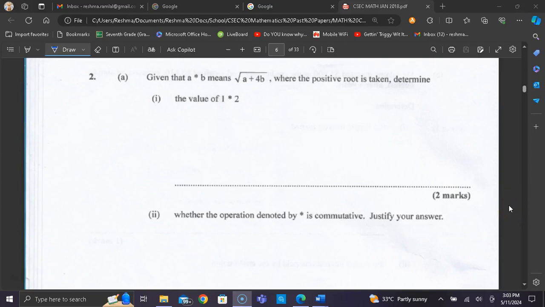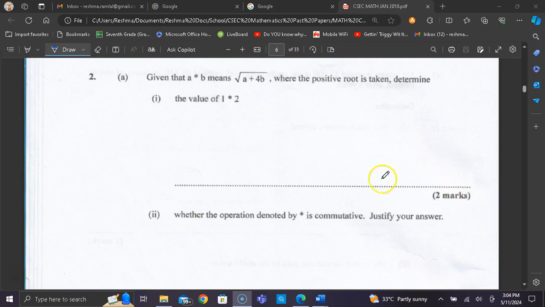Guys, continuing with my series on topics that don't usually come in CSEC Math, this is January 2018 question 2 part A, which has to do with binary operations. We're given that A asterisk B means the square root of A plus 4B, where the positive root is taken. So determine, part 1, for 2 marks, the value of 1 asterisk 2.